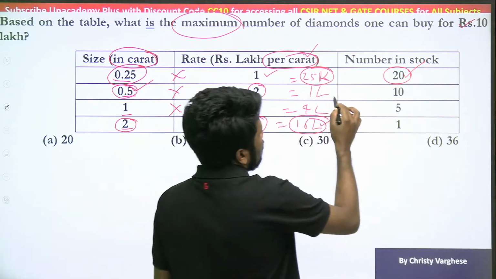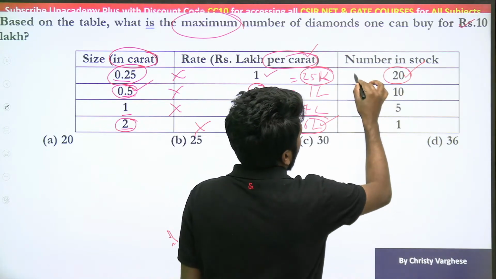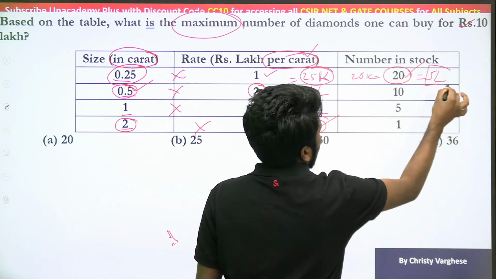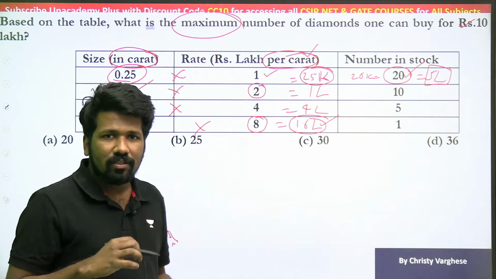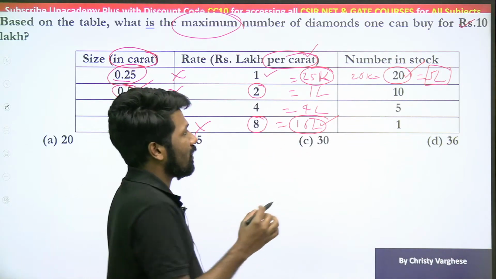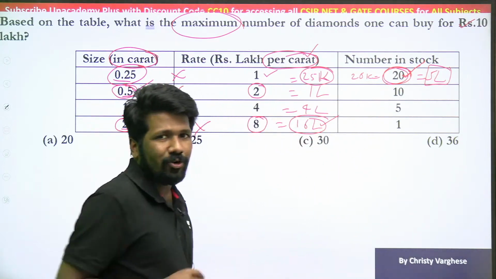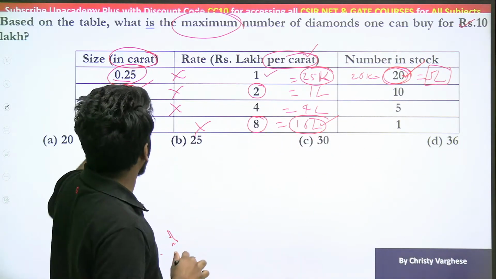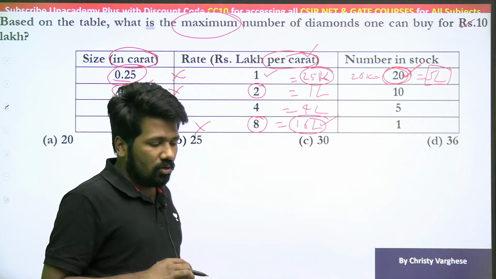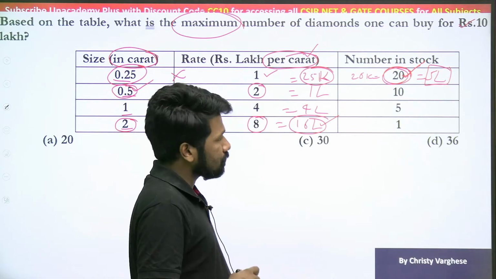What will be the price of 20 pieces? It will be 20 into 25,000, right? So 20 into 25,000, that is 5 lakh rupees you have to spend. If 1 lakh rupees gives 4 diamonds, then 5 lakh rupees will give 20 diamonds, right? You will get 20 diamonds and that particular diamond is over in the shop. You cannot buy any more 0.25 carat diamonds because the total stock available there is exhausted.